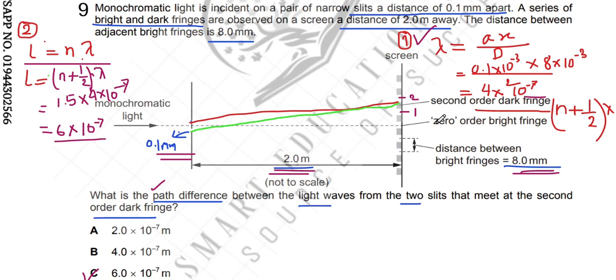And they asked for the path difference at the point of the second order dark fringe. Now, if this is the 0, this would be the first maximum, this would be the second maximum, and the dark fringe between the first and the second should be 1.5. So if you put 1.5 times lambda, which is about 4 times 10 to the power negative 7, the answer would be 6 times 10 to the power negative 7. So your answer is C.